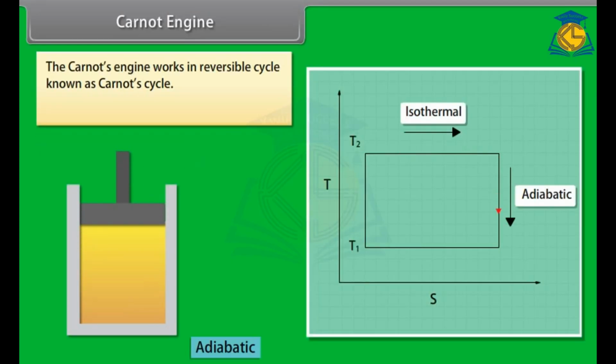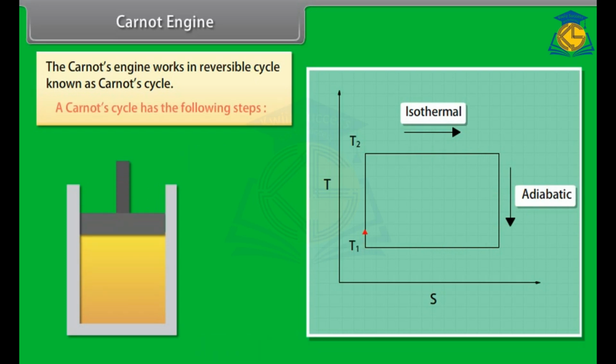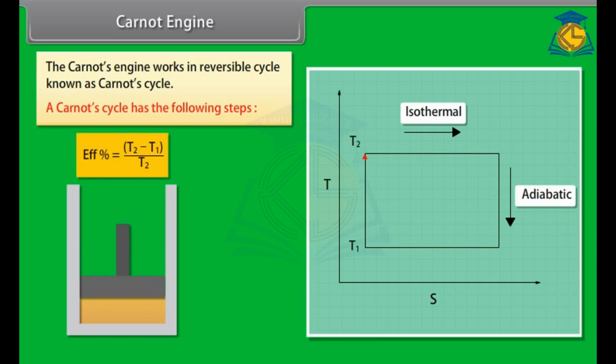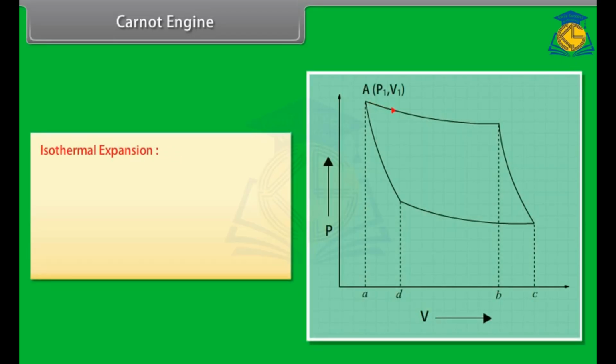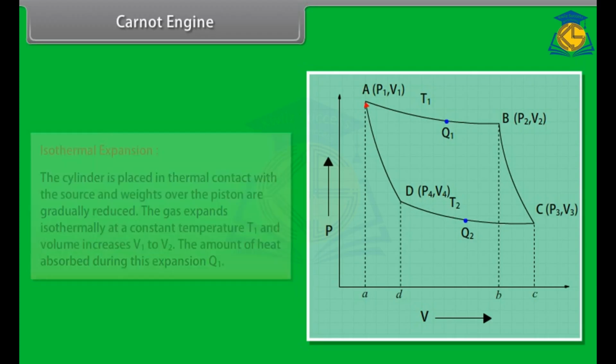Carnot engine. The Carnot engine works in a reversible cycle known as Carnot's cycle. A Carnot's cycle has the following steps. Isothermal expansion. The cylinder is placed in thermal contact with the source and weights over the piston are gradually reduced. The gas expands isothermally at a constant temperature T1 and volume increases from V1 to V2. The amount of heat absorbed during this expansion is Q1.